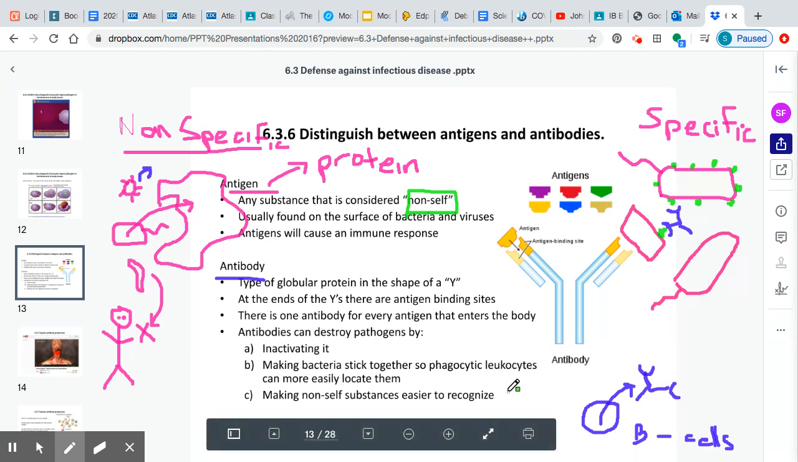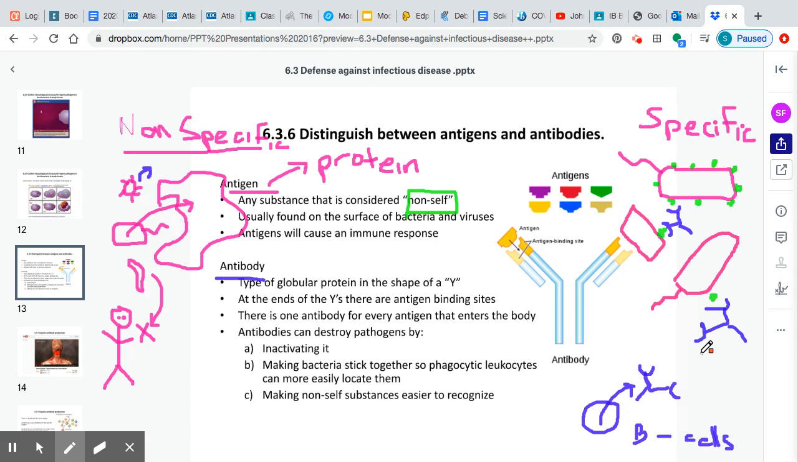And the third thing they do is they kind of have a little flag on the surface to help identify. By having your antibody stuck here, it identifies it to your macrophages, those leukocytes, to be like, hey, over here, come eat him. So those are the three ways that those work.